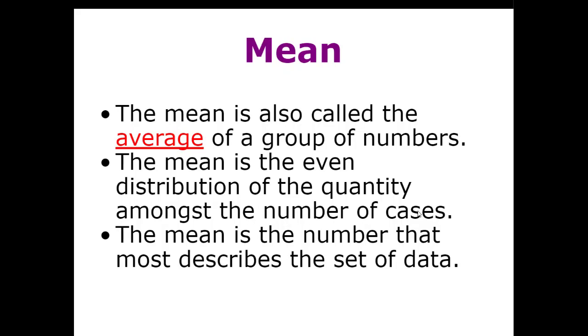The mean is also called the average of a group of numbers. In statistics, we just call it the mean. And the mean is an even distribution of the quantity amongst the number of cases. It's the number that most describes the set of data. So what do I mean by an even distribution?